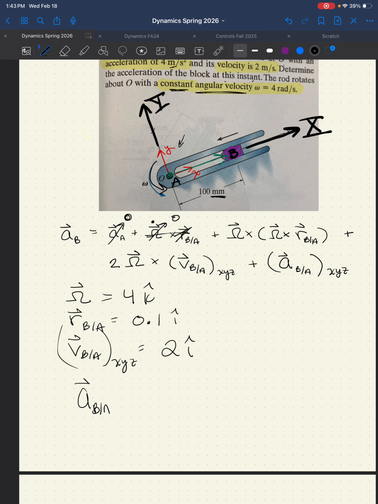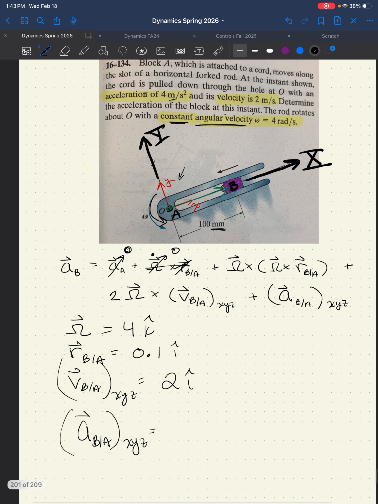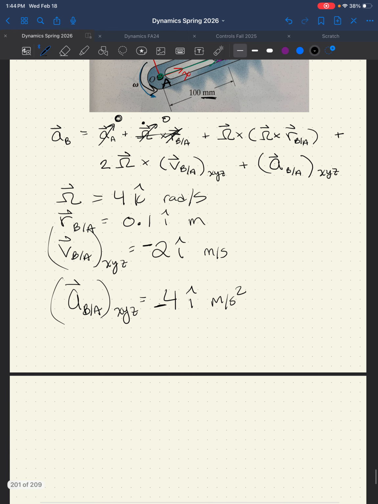And acceleration, it tells me that cord is being pulled in towards O at 4 meters per second squared. Oh, sorry, I did this wrong. This is a negative i hat, right? Because it's going towards the origin, and this is a minus 4 i hat. The rest is just plugging these vectors into the equation and evaluating my cross products. So I'll do that for you as well.